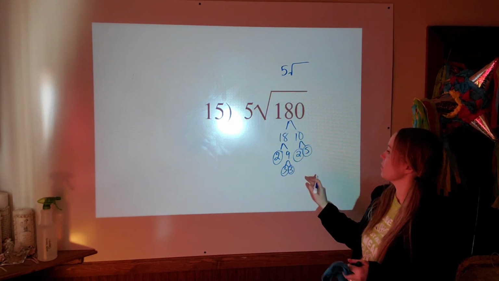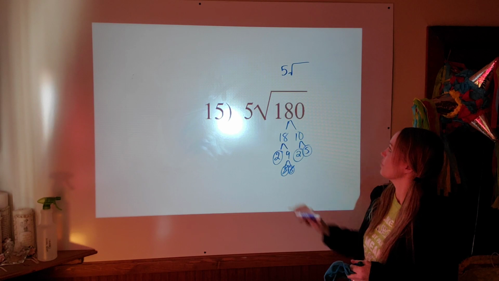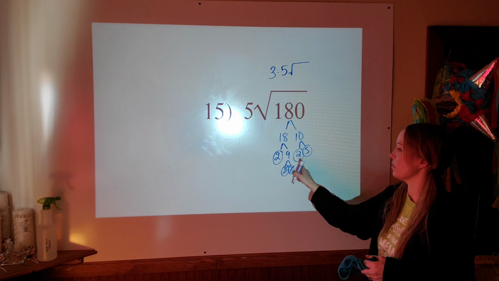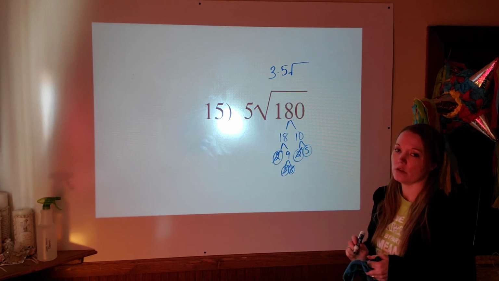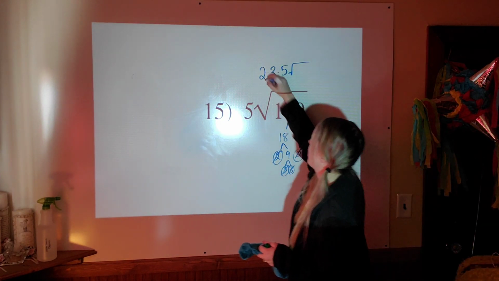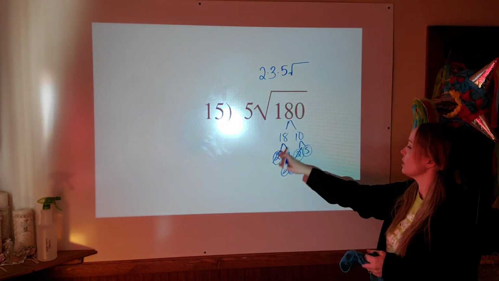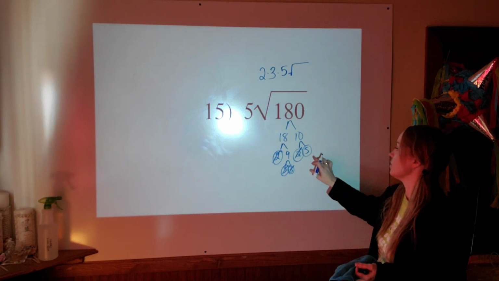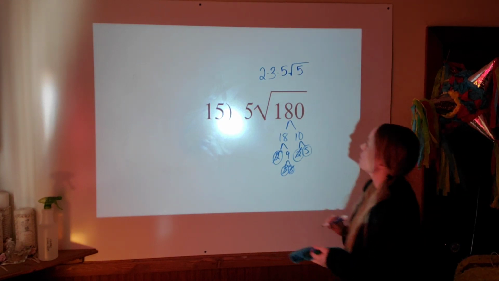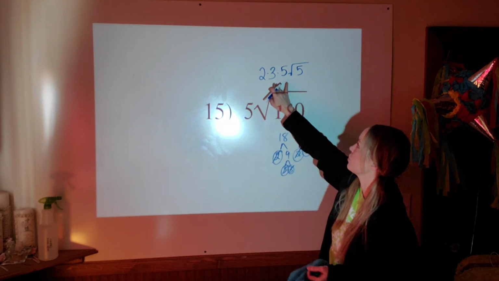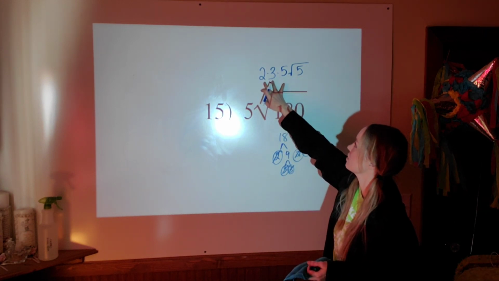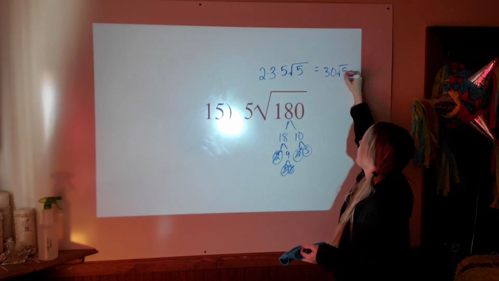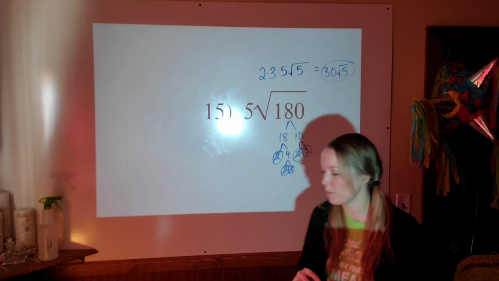So then I go back and I look, I have a pair of 3s. That's going to go out in front with the 5. I also have a pair of 2s. So that 2 is going to go out in front. And then the only number left that's circled, we're only concerned with the circled ones, is this 5. So the 5 stays inside. So you've got 2 times 3 times 5, so that's 6 times 5 is 30. 30 square root of 5. One more.